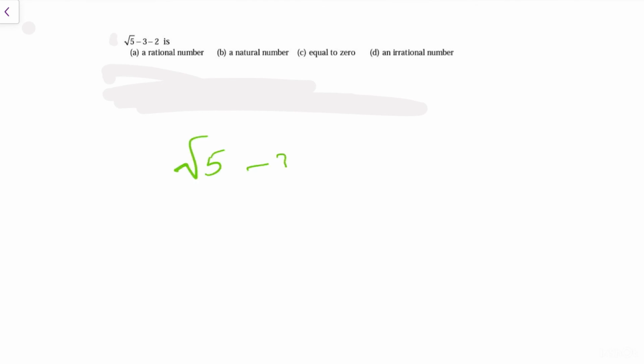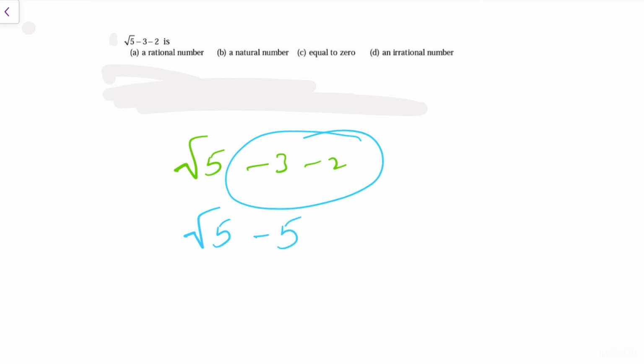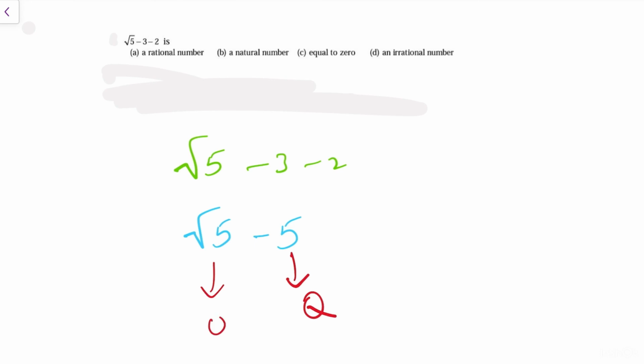Next question, root 5 minus 3 minus 2. Root 5 is an irrational number, I cannot simplify it further. Then what is the value of minus 3 minus 2? It is minus 5. So root 5 minus 3 minus 2 is nothing but root 5 minus 5. Here 5 is rational whereas root 5 is an irrational number. So if we do subtraction of these two numbers, again our answer will be an irrational number.